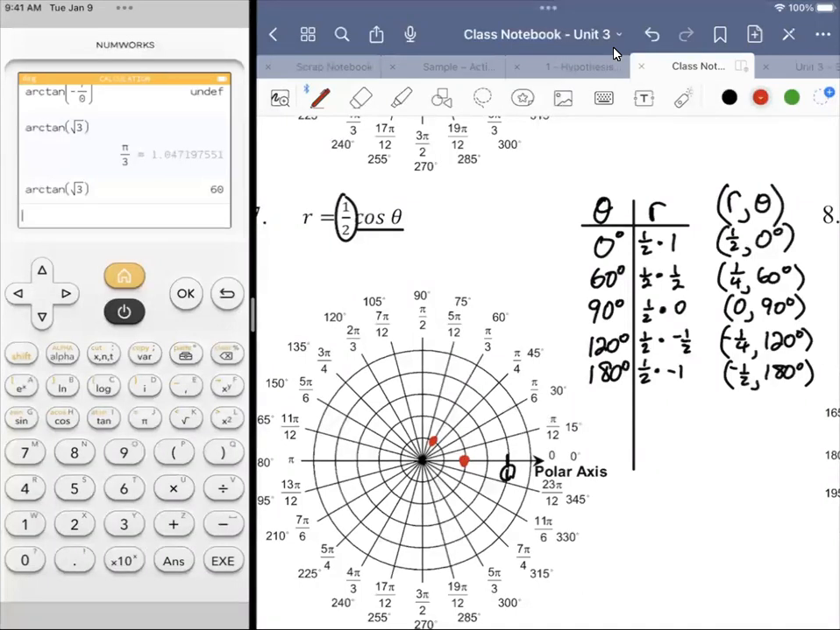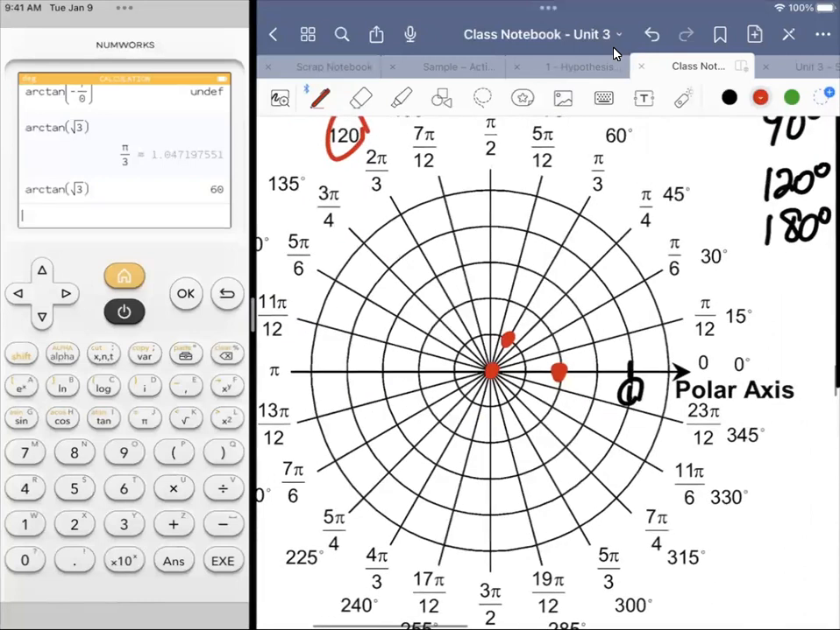Then we have 0 in the direction of 90. All right, 0 steps means you're at the pole. It doesn't matter what the direction is. Then we have negative 1/4 in the direction of 120. So I'm standing at the pole, looking at 120. I'm going to go one ring away from that, so it's going to put me one ring towards 300.